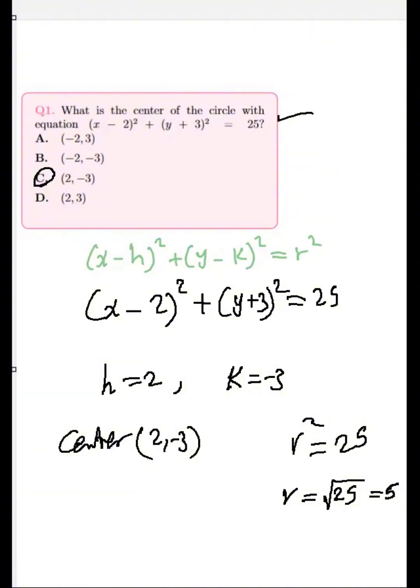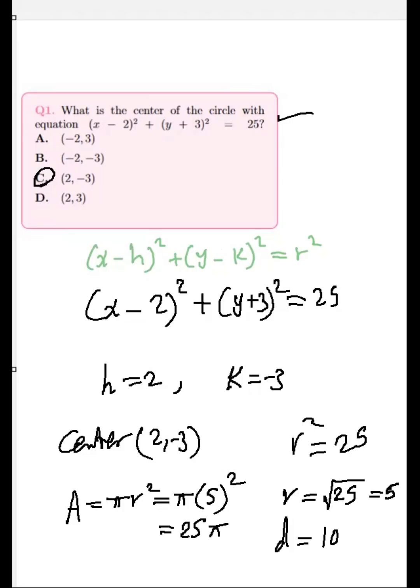And if the question asks about, let's say, the diameter, for example, the diameter is double the radius, which is 10. If the question asks about the area, we need to remember the formula of the area, pi r squared, which means pi times 5 squared, to be 25 pi. Or if the question asks about the circumference, for example, the circumference has another formula, which is 2 pi r. 2 pi multiplied by 5, in this case, will be 10 pi, and so on. So our answer to the question is 2 and -3, letter C.